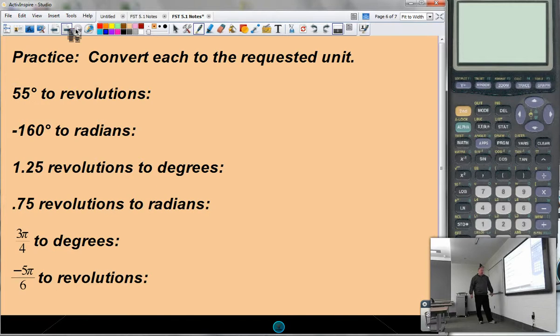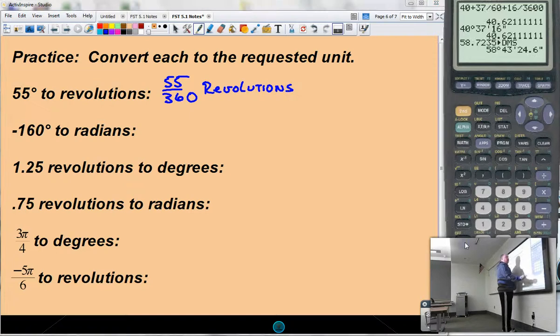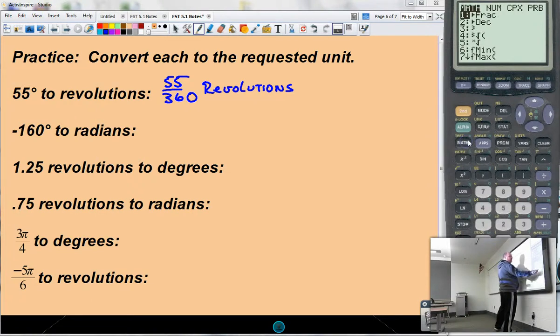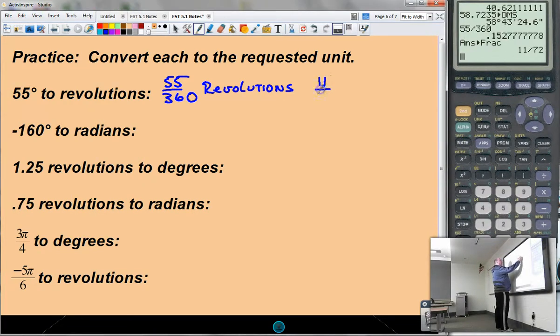Okay, so with that in mind, I'm going to go ahead and at least start setting up. The first one's 55 degrees to revolutions. Since one revolution is 360 degrees, we would just take 55 divided by 360. Now if you want, you could just put 55 over 360 revolutions. Or we could go to our calculator, 55 divided by 360. Answer is 0.1527. I would go math, convert to fraction, and get 11/72. So 55 degrees is 11/72 of a revolution. I like the fraction versus you trying to round decimals.